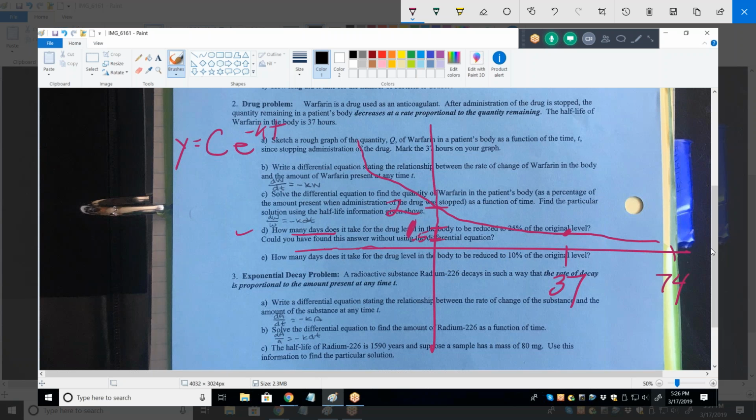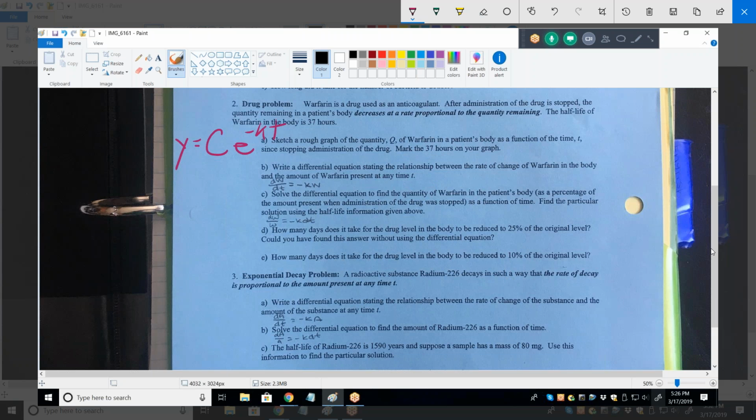Now, in this problem here, 37 hours is the half-life, and they ask how many days does it take. Well, shame on them. 74 divided by 24, which is like 3 days and 2 hours. All right, so we've drawn the graph, and all exponential decay is going to look just like that. Now let's go through each question.